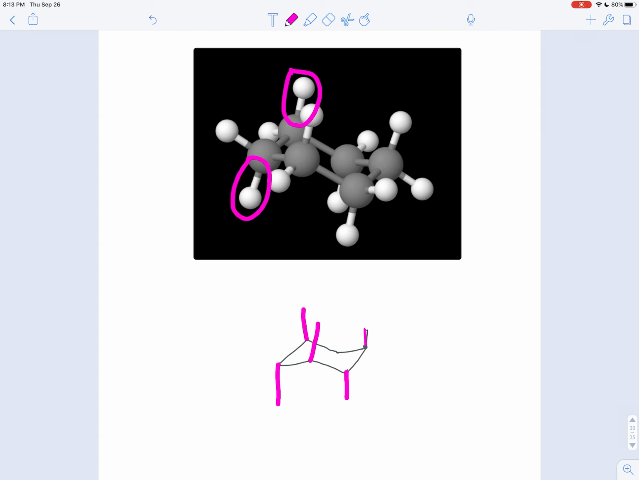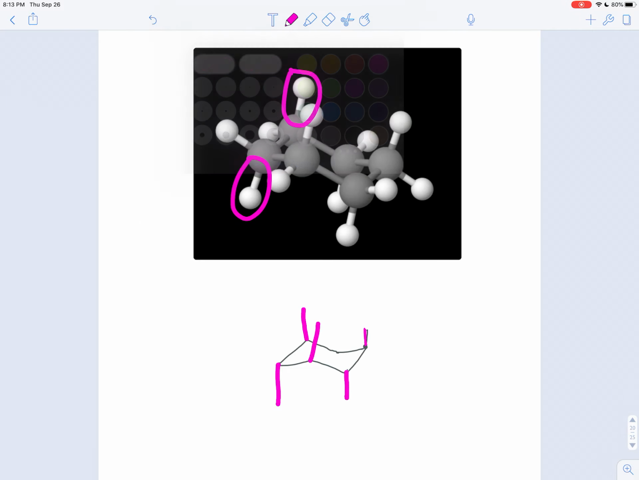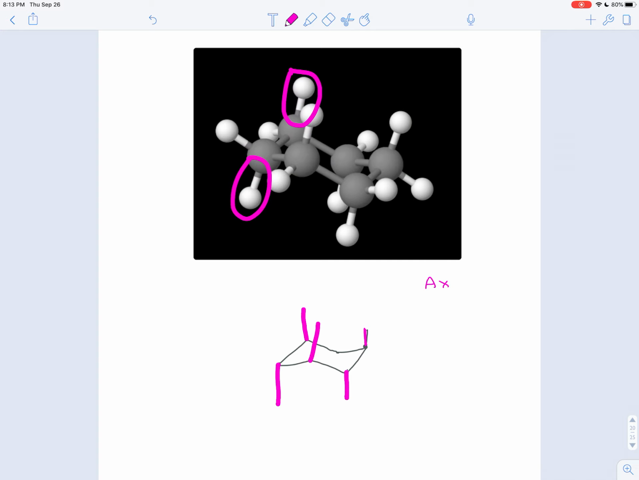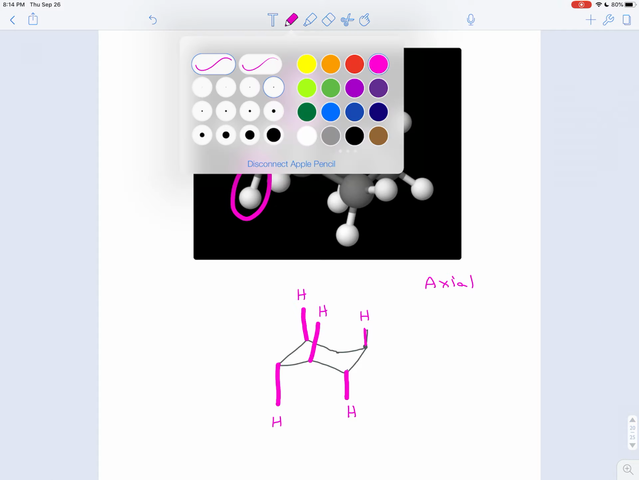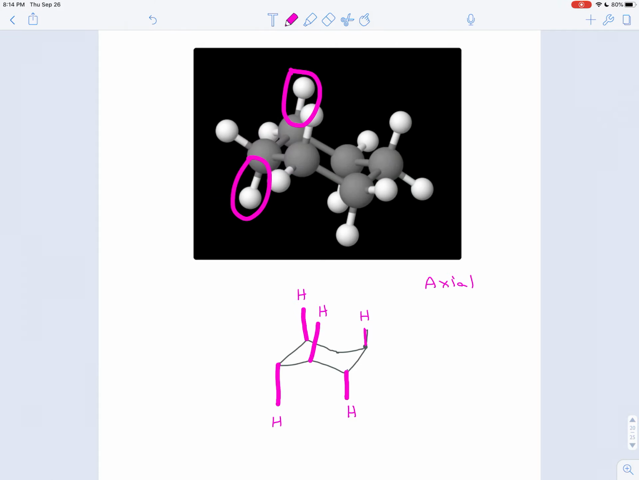These vertical hydrogens have a technical term called axial. So those are the axial hydrogens. Oh, and then there's one more. This hydrogen back here is going down. So those are axial hydrogens. They're either going straight up or straight down.